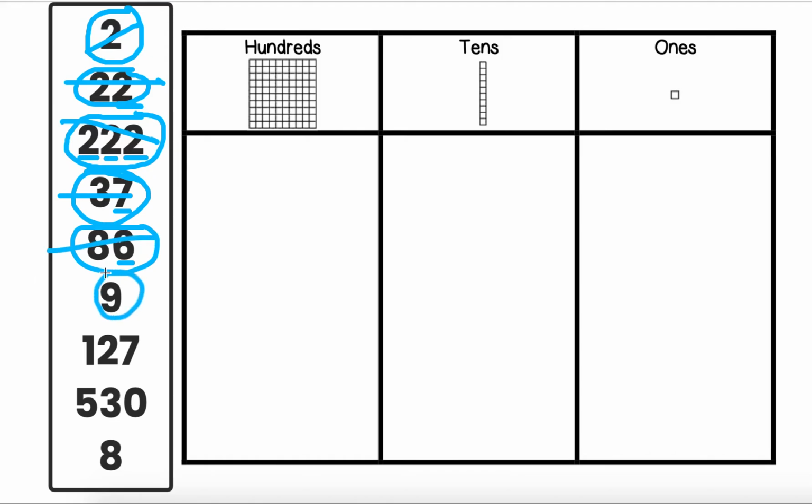Now I'm going to draw my number 9, and my number 9 just has one single digit. He's all by himself. So am I going to draw him over here?